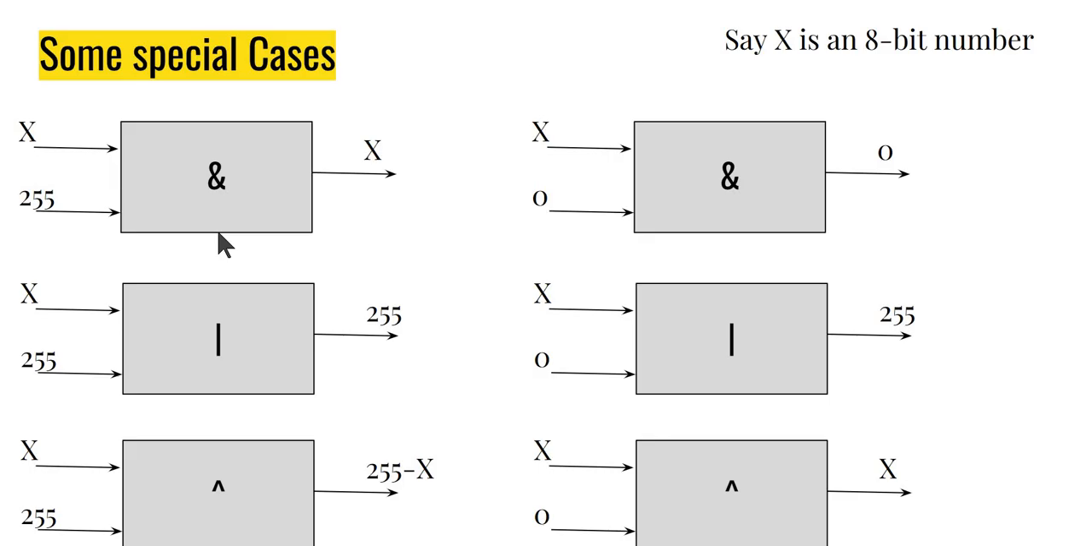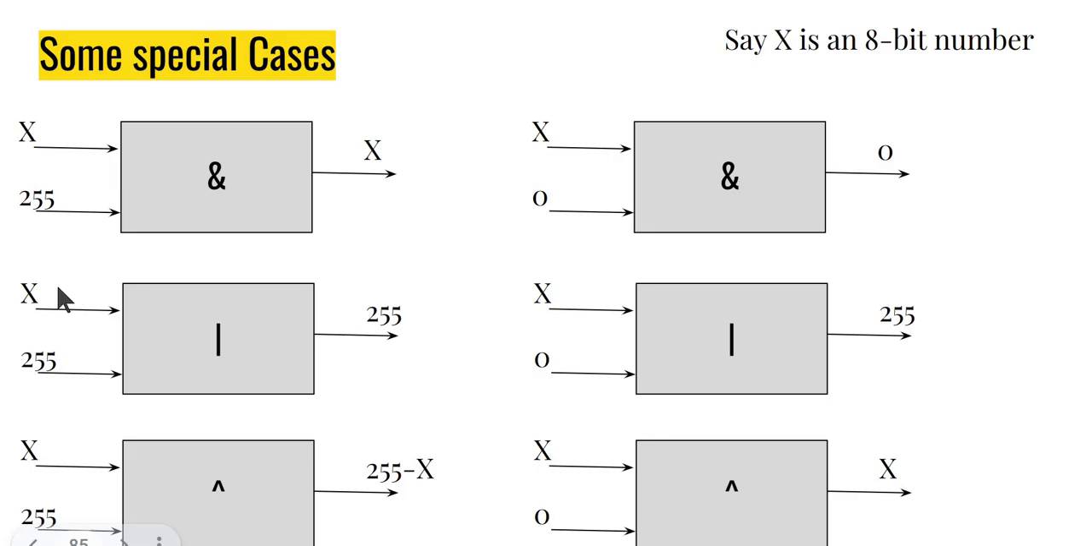Specifically, we look at what happens to any given number x, which is, say, an 8-bit number. It could be any number. What happens when I do an AND with 255, or an XOR with 255, and also with, say, zeros? This slide summarizes the whole picture. If I do an AND of a number with 255, I get back the same number. But if I do an AND with a 0, I get a 0.